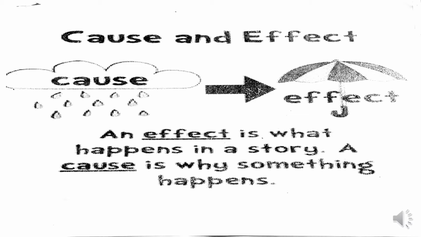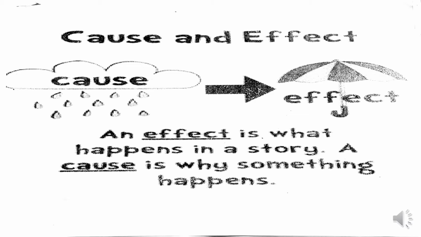First, what can you see in this picture? What can you see here? Yes, it rains. This is the cause. Okay. What happens? First, it rains, and the effect is that I use my umbrella. So, this is the effect, or what happens next.